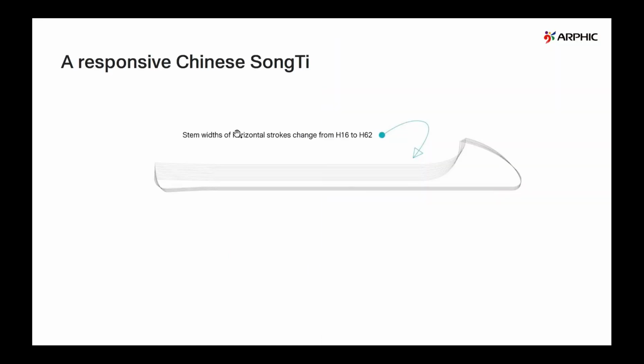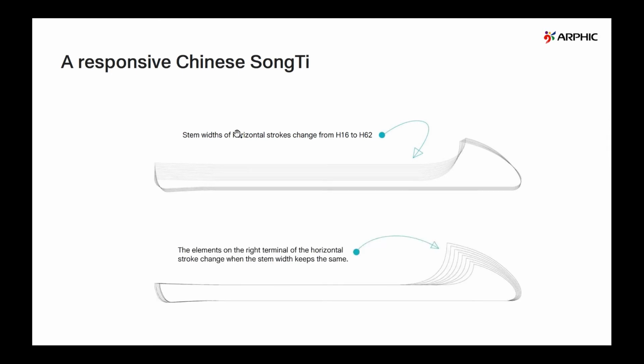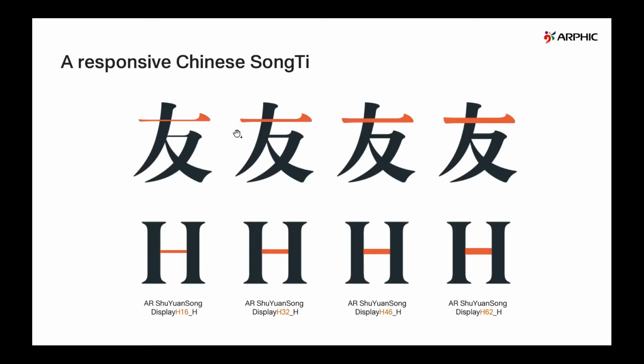Thus, we set a couple of stem width strategies for horizontal strokes. Then, when it's used on digital devices, we don't need to worry about the horizontal strokes disappearing. Same when it's used on advertising light boxes. And when the stem widths of horizontal strokes keep the same, the elements on the terminals change so they could fit different use cases. The picture shows four kinds of stem widths of horizontal strokes.